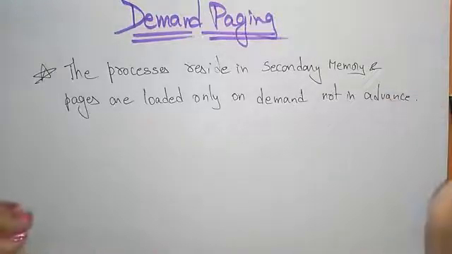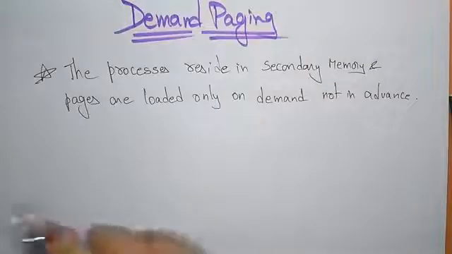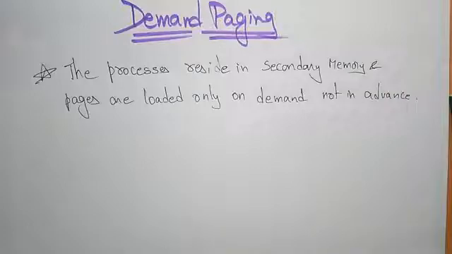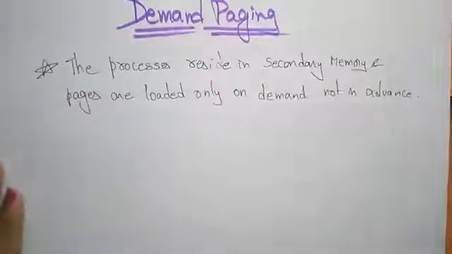Whatever page you are opening, whatever folder you are opening, that is present in the secondary memory, and that opened folder will be stored in the main memory. Everything is stored on the basis of demand, not in advance, so you call it demand paging. If the CPU wants to retrieve a file from the secondary memory, it first goes to the secondary memory and brings that page or frame to the main memory. Let me explain with an example.